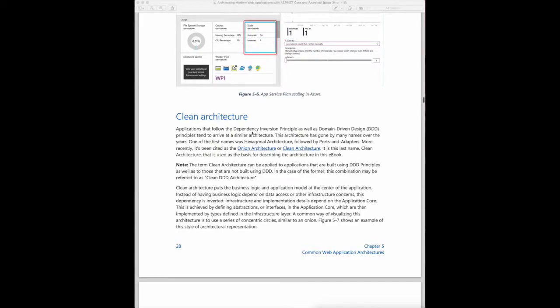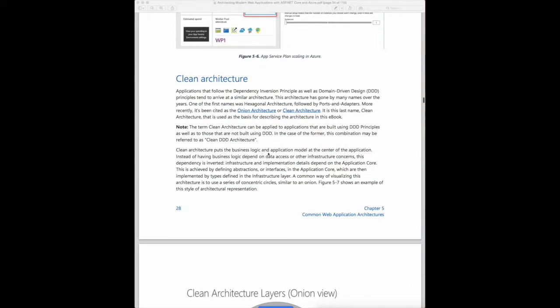So clean architecture. What is clean architecture? When you use domain-driven design and dependency injection, you will have a common architecture. This architecture has been given a lot of names. It is also called onion architecture or clean architecture.